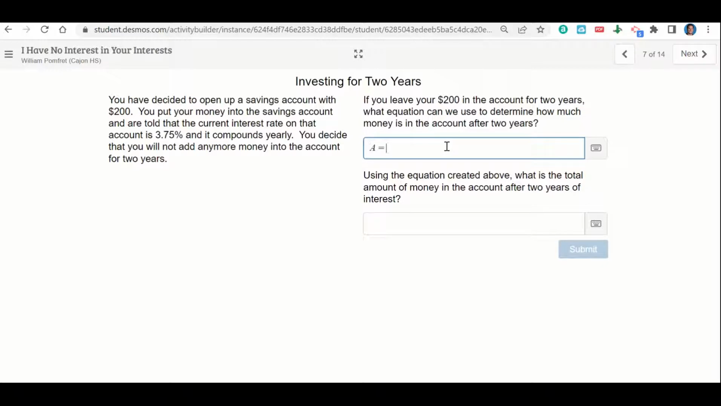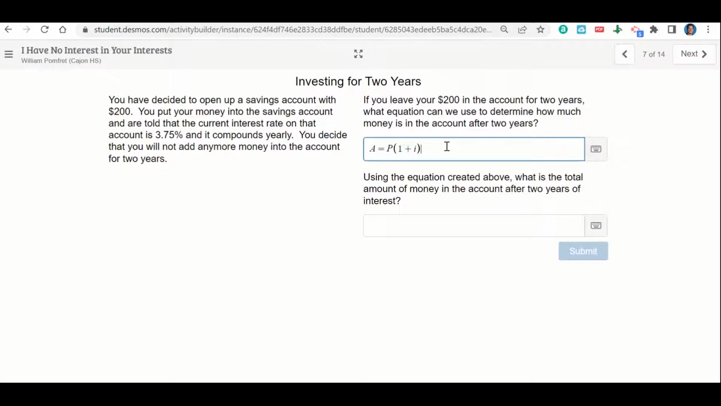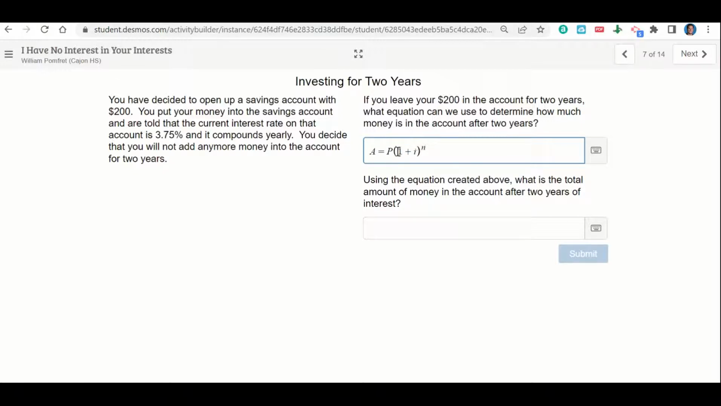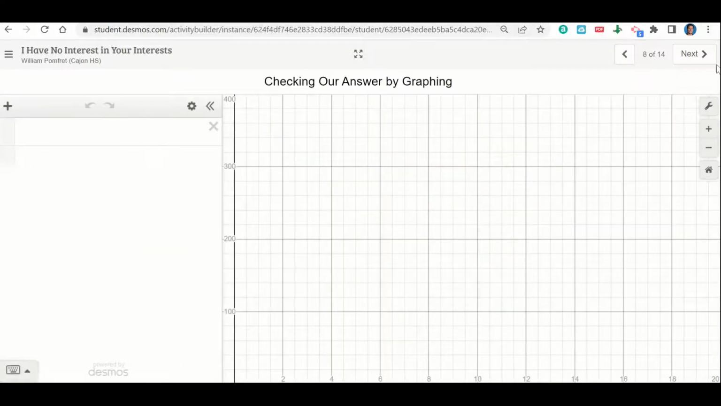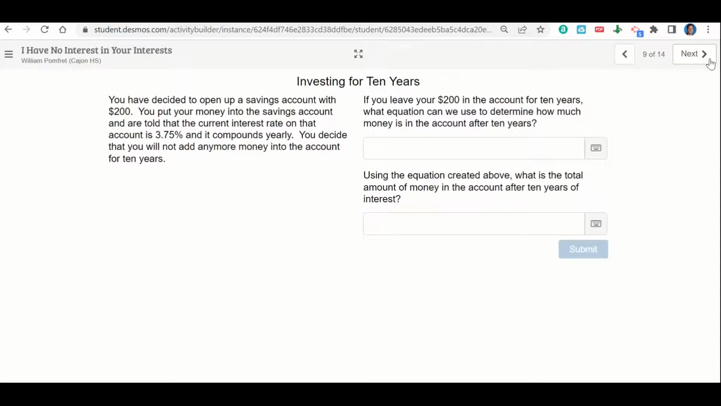So again, same thing. A equals P times 1 plus I to the n. And we'll start filling stuff in. We know the principal amount. The principal amount is 200. We know the interest rate is 0.0375. And this time we know that n is 2 years. So there's our equation. And it also spits out how much money we would make. So this is $215.28. And notice the 1 drops off because we're rounding. So 1 is smaller than 5, so it stays as 28 cents. And then we'll graph that one to check our answer. And we'll continue this on.